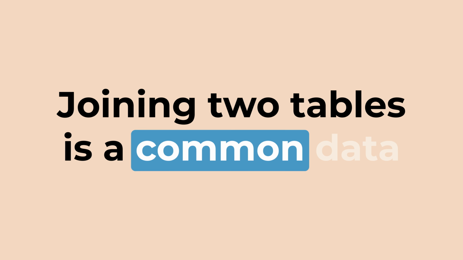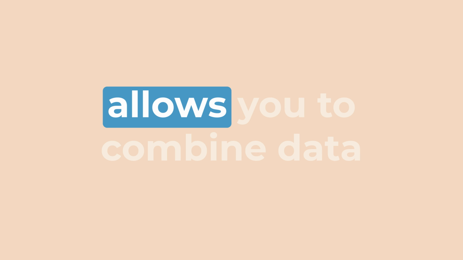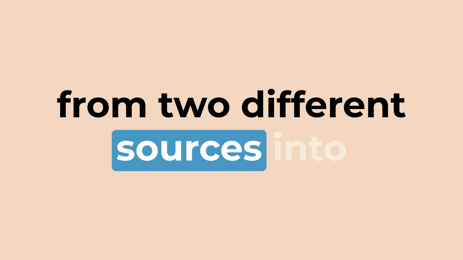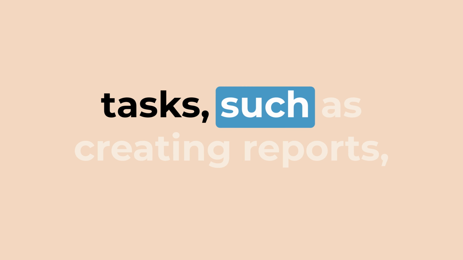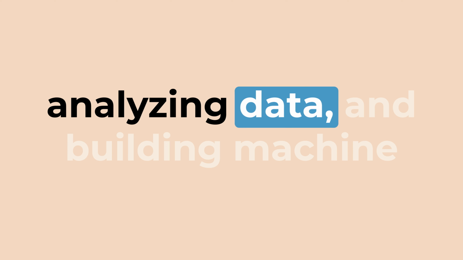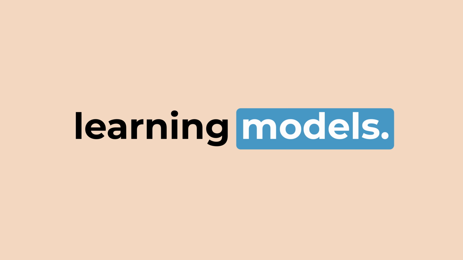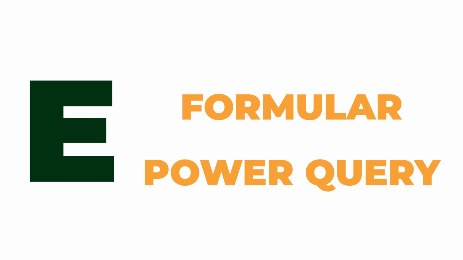Joining two tables is a common data manipulation operation that allows you to combine data from two different sources into a single table. This can be useful for a variety of tasks, such as creating reports, analyzing data, and building machine learning models. There are two main ways to join two tables in Excel, using formulas and using Power Query.